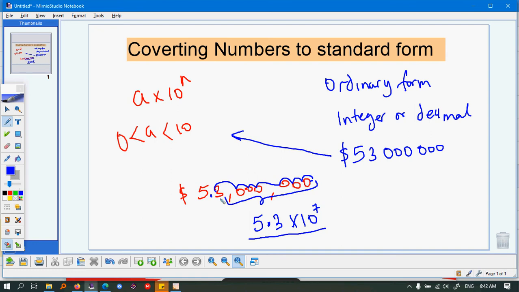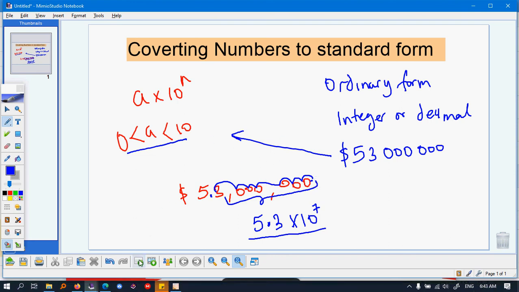What did I do? I got my number, put the decimal point between the first 2 digits, because that's when I achieve my a being between 0 and 10. Then I counted how many decimal places there are if my decimal point was to go back to the end.